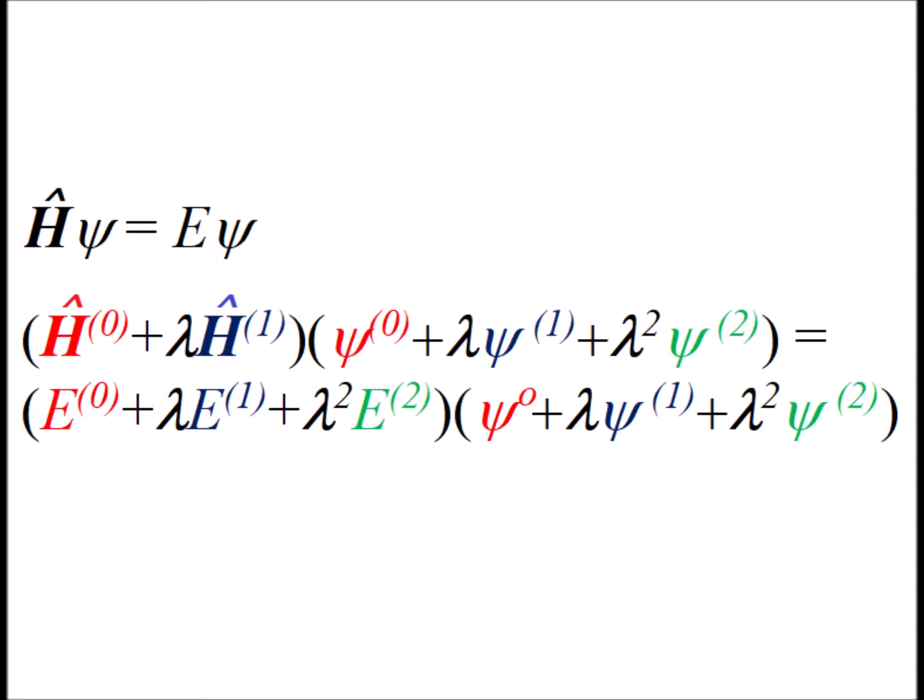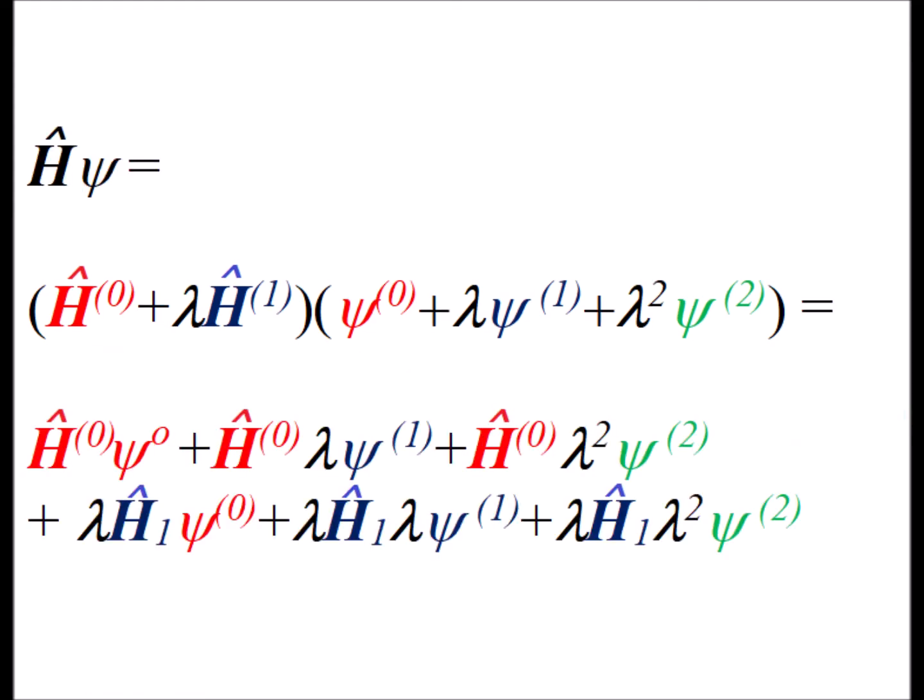We substitute the power series expressions for the Hamiltonian, the energy, and the wave function psi into the standard Schrödinger equation, which is shown in the first line in black. We first deal with the left-hand side of the Schrödinger equation, showing the series expansions that we substituted into it, and then we simply FOIL to get a total of 6 terms on the left-hand side.